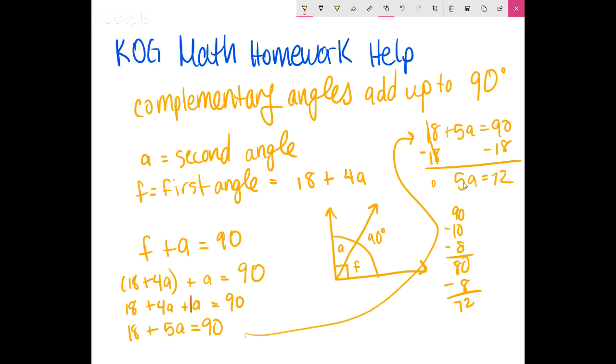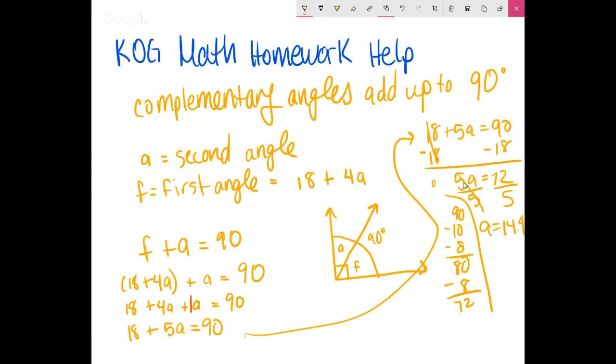Now we got 72 divided by 5. And I'm going to use my calculator. And I got 14.4. So divide by 5 on both sides. 5 cancels out. We got A equals 72 divided by 5 is 14.4.